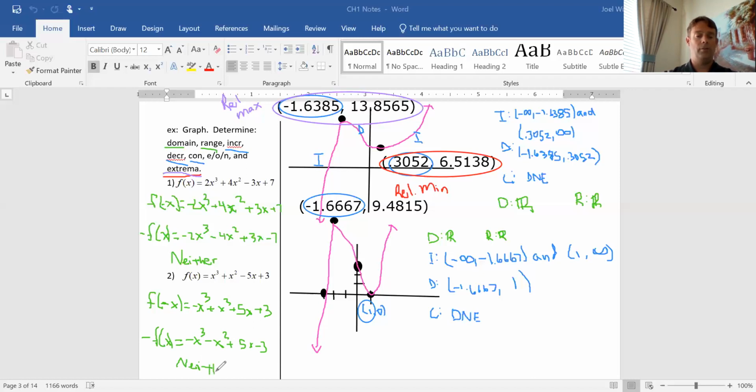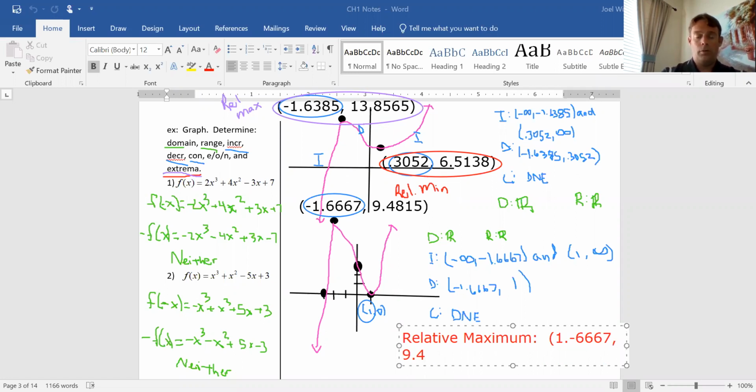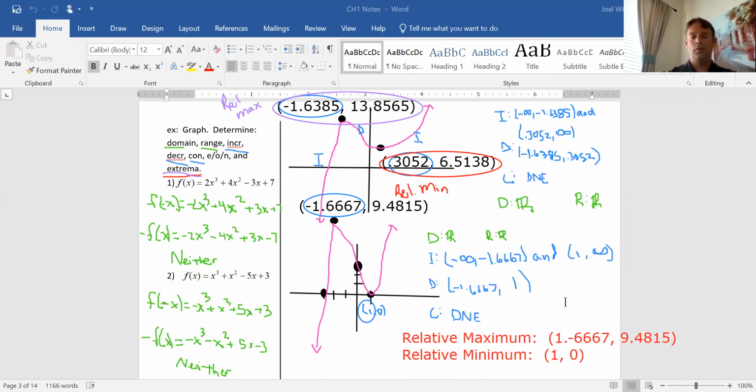And then lastly, our extrema, in other words, our relative min and max. That is (-1.667, 9.4815), and our relative minimum. That's just the point (1, 0). Good so far, hopefully.